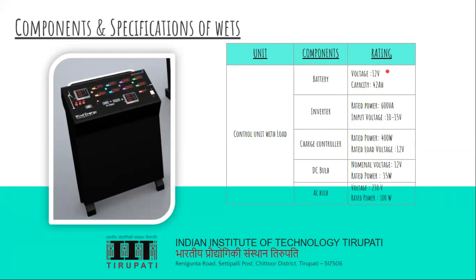Whatever power is produced by the generator is converted into DC and stored in the battery. Based upon the load, if a DC load is used, then it can be given directly from the batteries, and at the same time there are AC loads. To connect AC loads, an inverter is needed, so here the inverter is also there. These are the main components in the control unit.